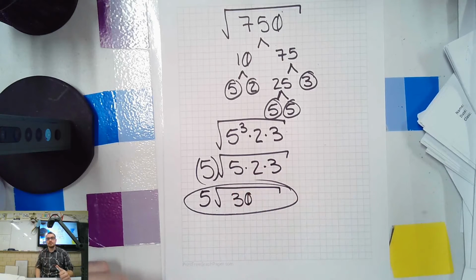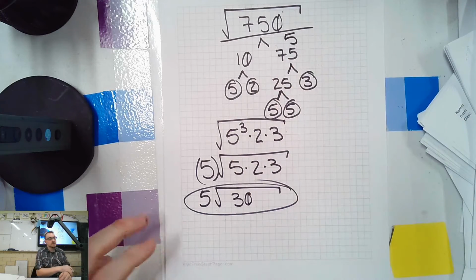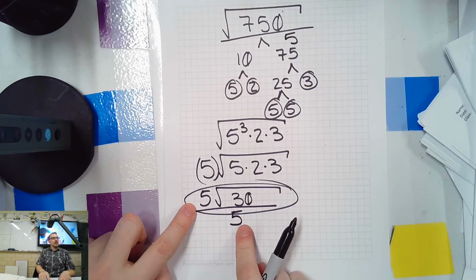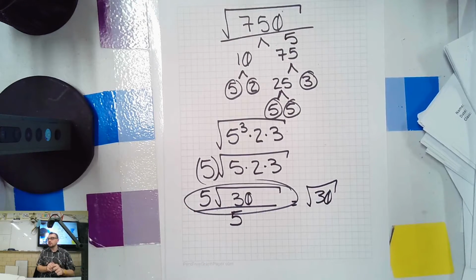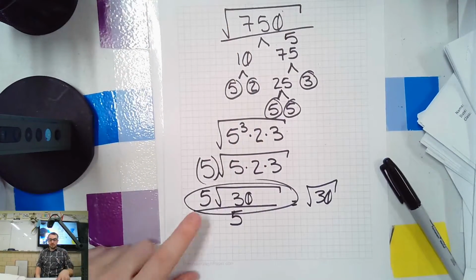Okay, we go with simplifying roots. Now, if I asked you what was root 750 divided by 5, well, when you simplify it, we can divide that, can't we? So that would be root 30. So that's why simplification is useful, right? What's that divided by 5? Turns out it's root 30.